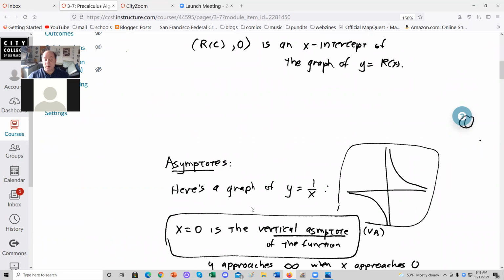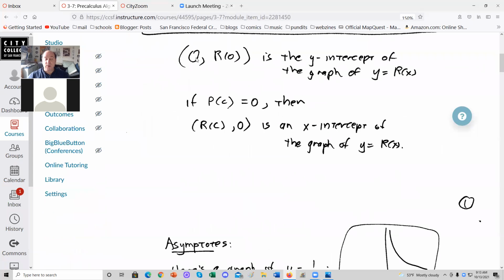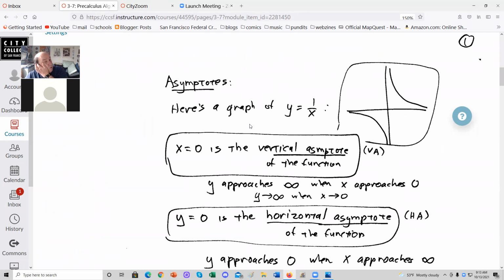Now, asymptotes are where, instead of x or y being equal to 0, x and y equal or approach infinity. So, for example, here's the function 1 over x, clearly a rational function, a ratio of 1 and x. It has a form called a hyperbola. If you tilt it by 45 degrees, you get the shape that a lamp with a cylindrical shade casts on the wall.